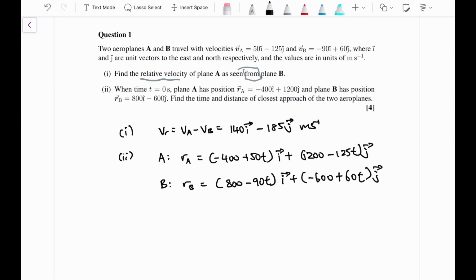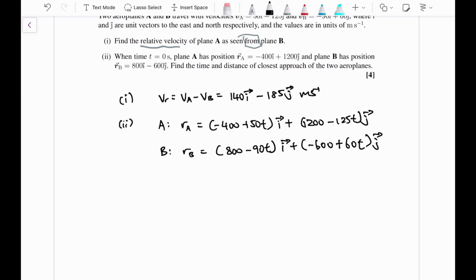Now, how do you actually find relative position? Rather simple. We can do either way. So let's stick with the relative position of A as seen from B. That will be position of A minus B. And this will be equal to, let's see, minus 400 minus 800. This will be minus 1200 plus 140t, and then over here this is 1800, and then this is negative 185.